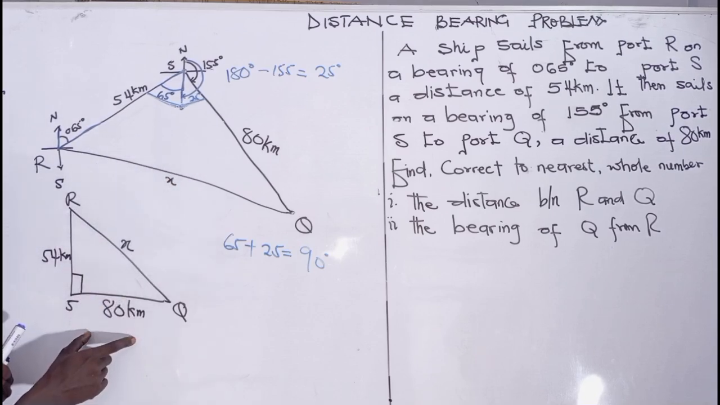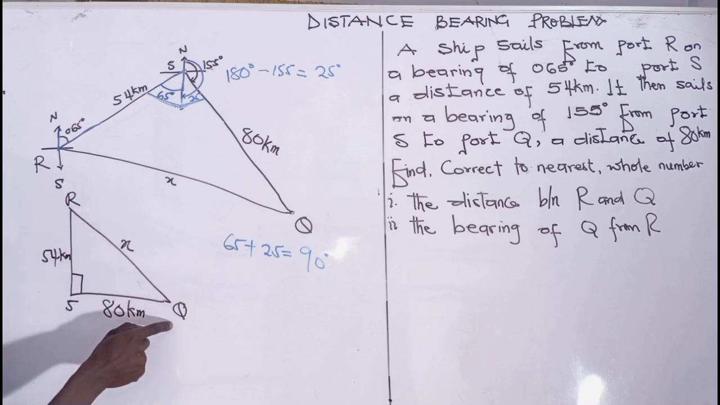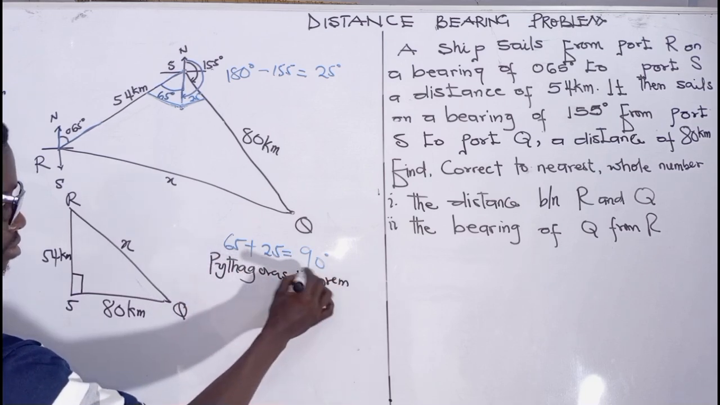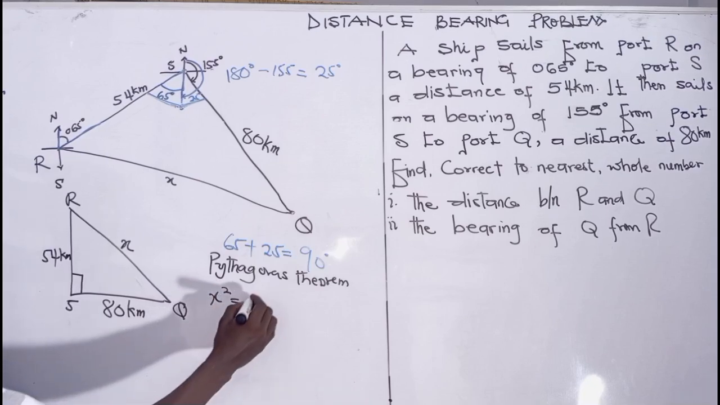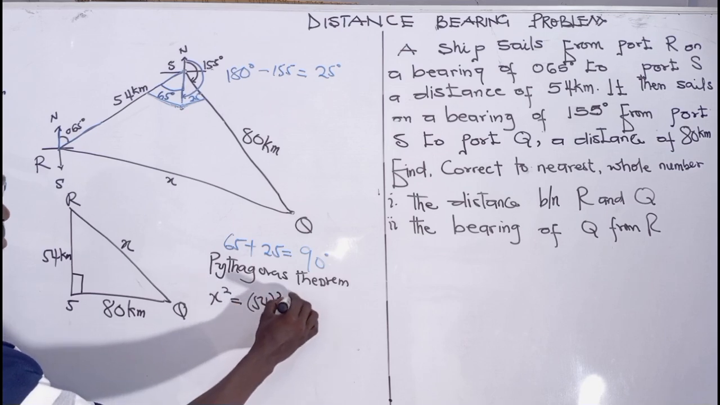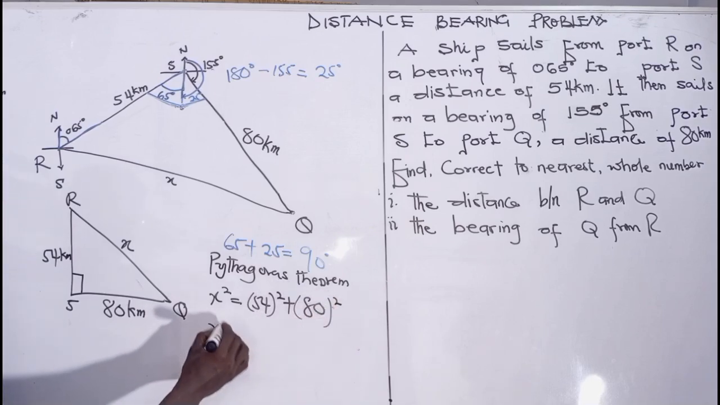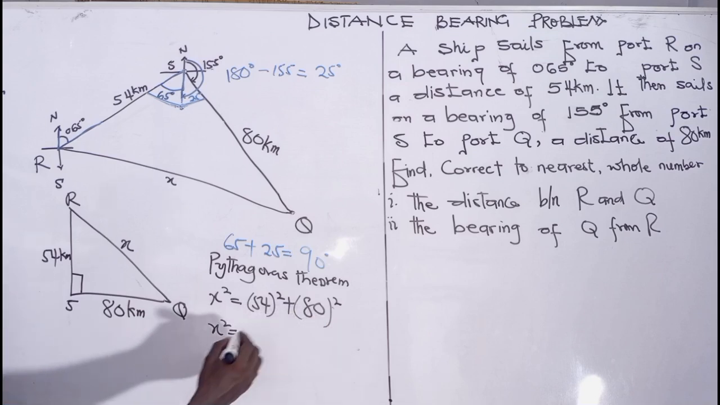Now this diagram is the same as this right angle triangle. Since this is a right angle triangle, we can apply the Pythagoras theorem to find the distance between R and Q. So we are going to apply what? Pythagoras theorem. The theorem says that the square of the hypotenuse is equal to the sum of squares of the other two sides. So we have 54 squared plus 80 squared.